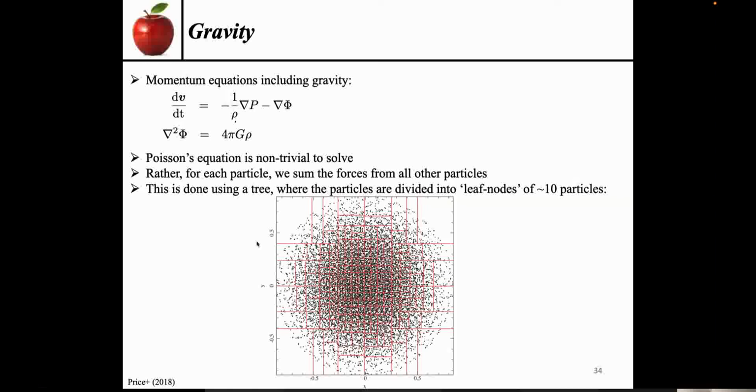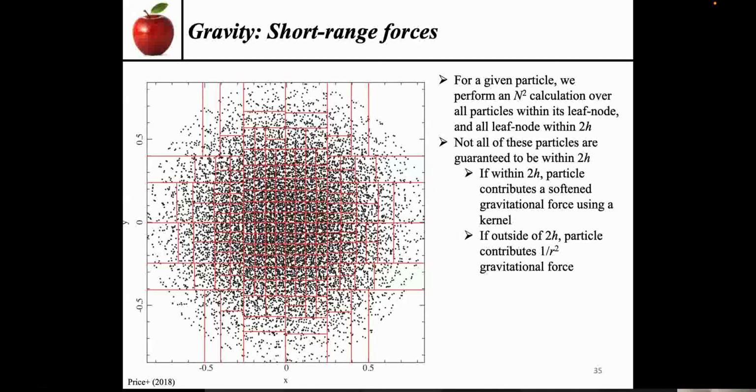And then once you have this tree with all the different leaves, then we can use that to calculate gravity. And we split gravity up into two things. So first of all, we have short-range forces. So if we have a particle at one of these points, then we find out every cell that is within two smoothing lengths of it, and we'll do a direct n squared summation over all of those particles. Hopefully it's only a few hundred, so it's not too expensive.